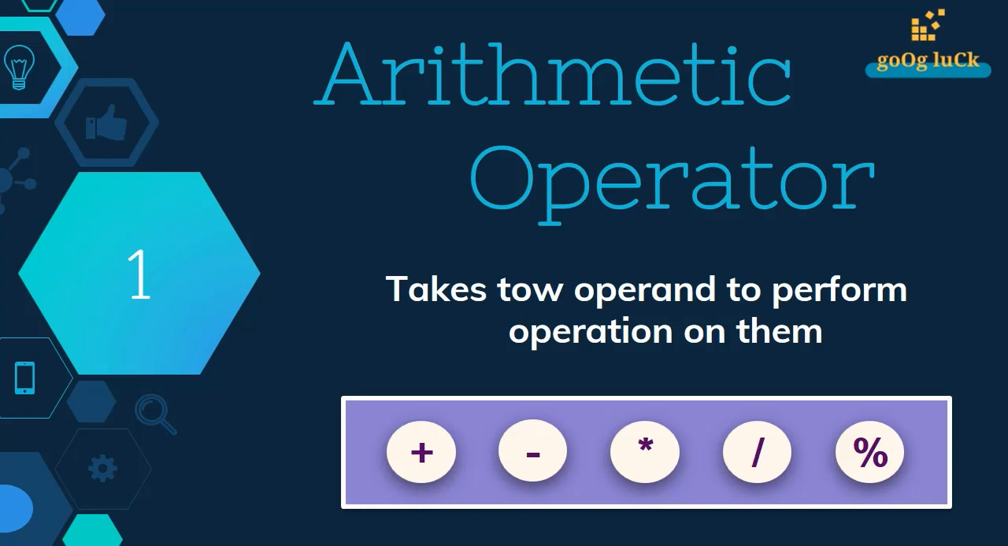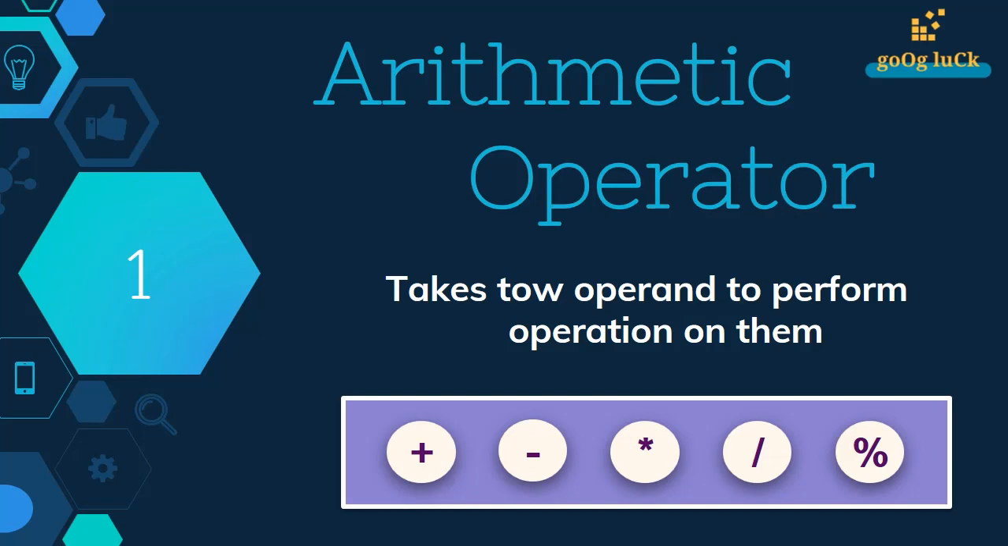It takes 2 operands to perform an operation on them. For example, 2 plus 3. Here 2 and 3 are operands, and the character plus over here is nothing but an arithmetic operator. There are other arithmetic operators too, like plus, minus, multiplication, division. All these characters are a part of the arithmetic operator.